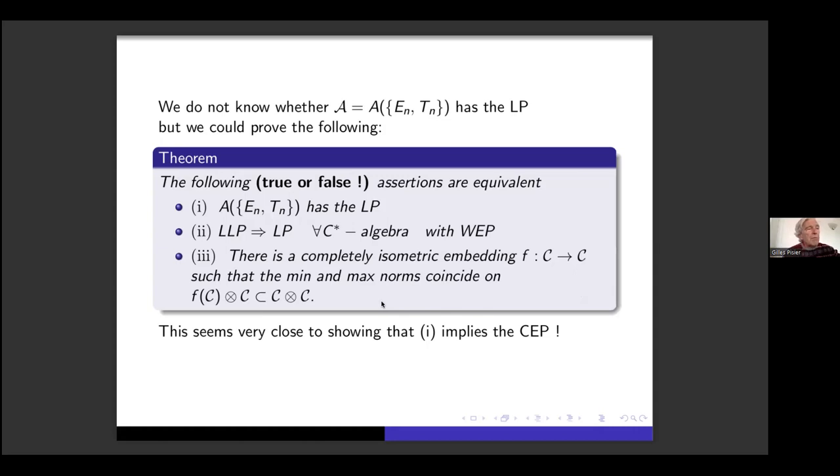But apparently, this is a weaker statement to just say that we have coincidence of min and max norm, not on the whole of C tensor C, but on a subspace like this, where the first factor is a very good copy of C. So it seems very close to showing that actually this implication, local lifting implies global lifting, perhaps simply is equivalent to the cone embedding problem. But even this I cannot show.